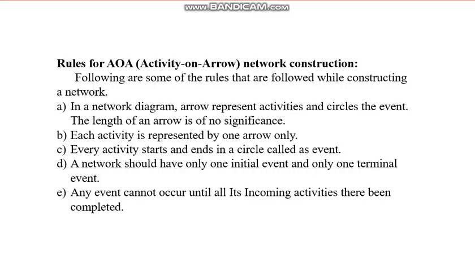Okay, now the second point, each activity is represented by one arrow only. If one activity is there, it should be shown as one activity only. We cannot show part of it here, part of it somewhere else. We have to show it by one arrow only. Say, like building of the walls. It may take many days for building of the walls, but it is one activity, so it will be shown by one arrow only.